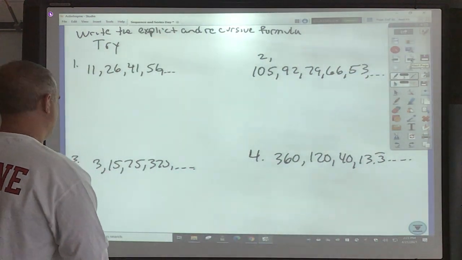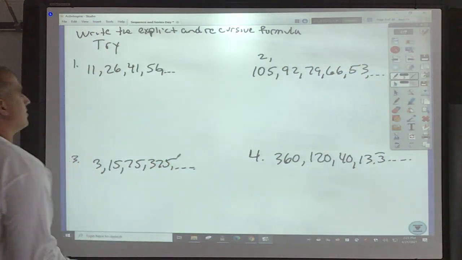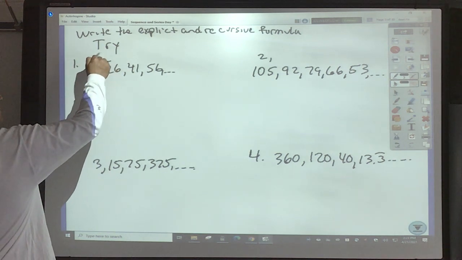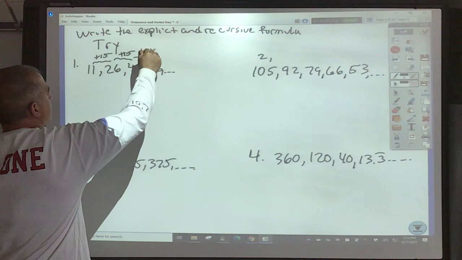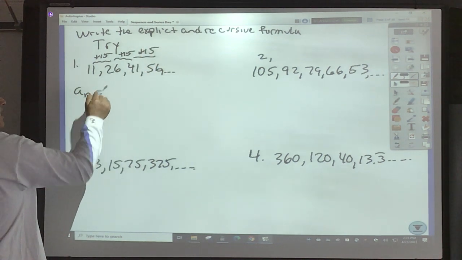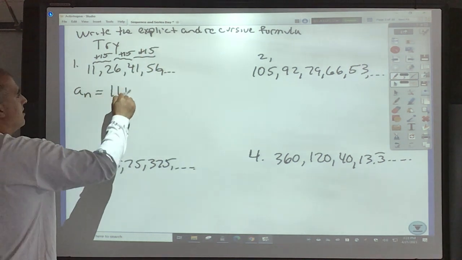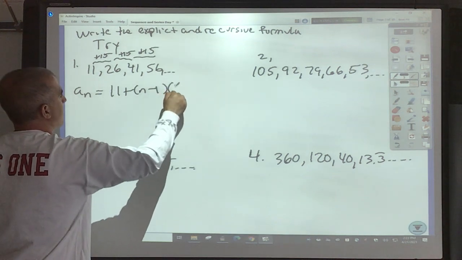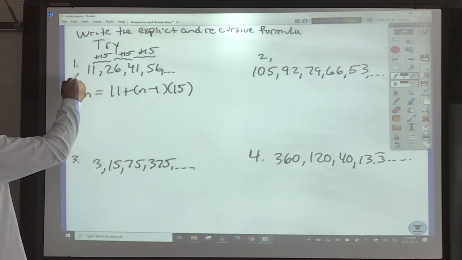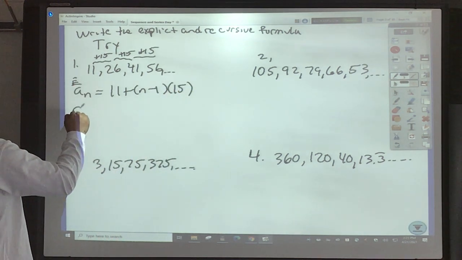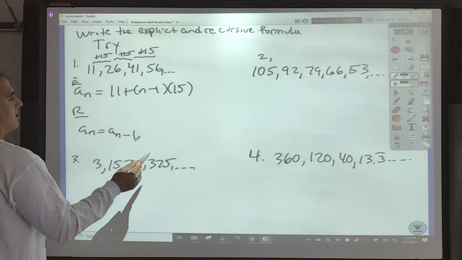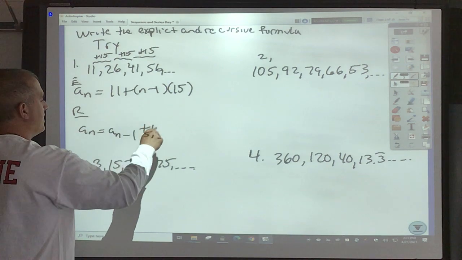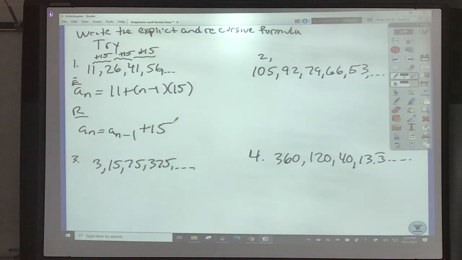All right. So this one, this is plus 15, plus 15, plus 15. So this is an arithmetic one. a_n equals 1 plus (n minus 1) with my pattern of 15. That's my explicit. My recursive, very easy, is a_n equals a_(n-1) plus 15.